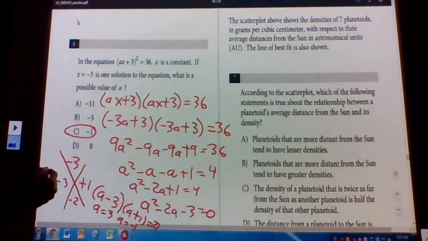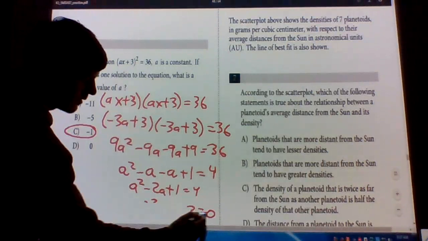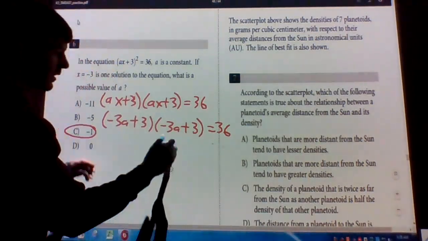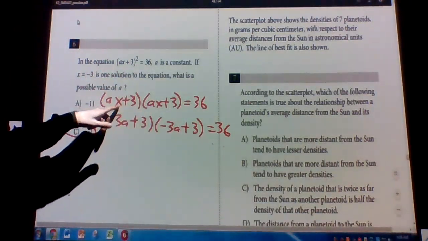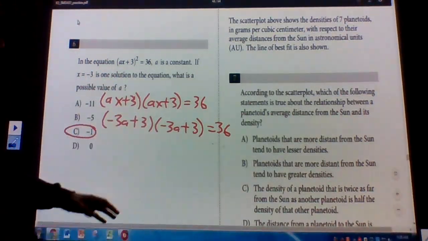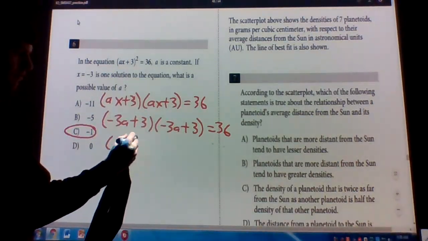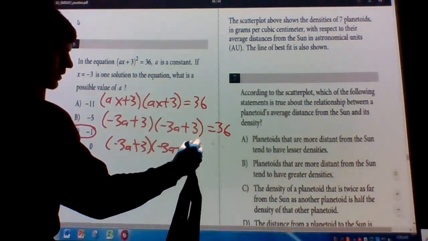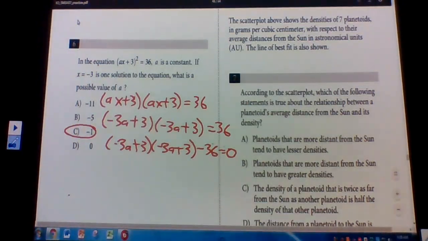Okay, but again, the easy way here is to use the calculator. So let's leave all of this off. Again, we plugged in -3 here. So a times -3 is just -3a. We want to move this to the other side, so -3a plus 3 minus 36 equals 0. Okay, and then I want to graph that.